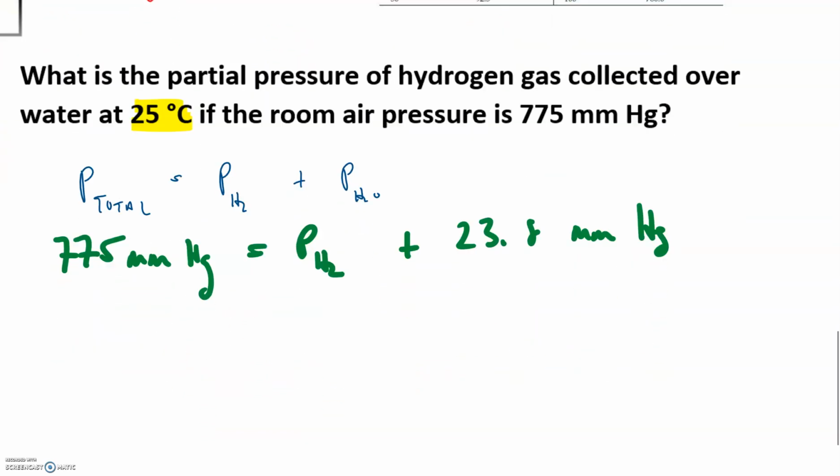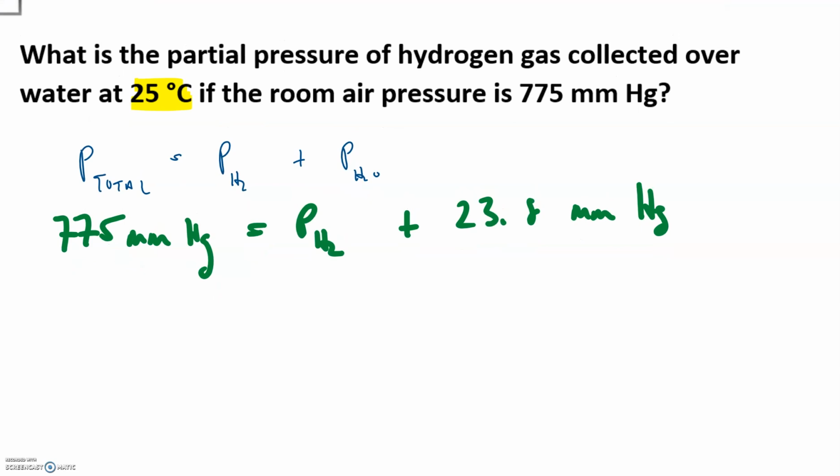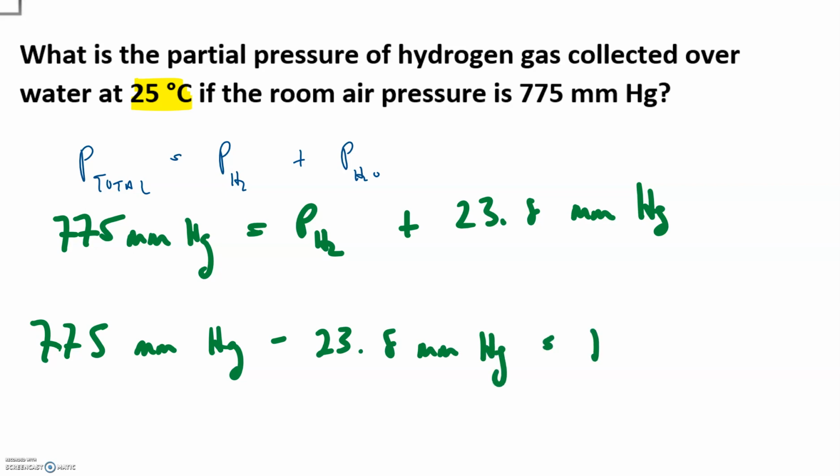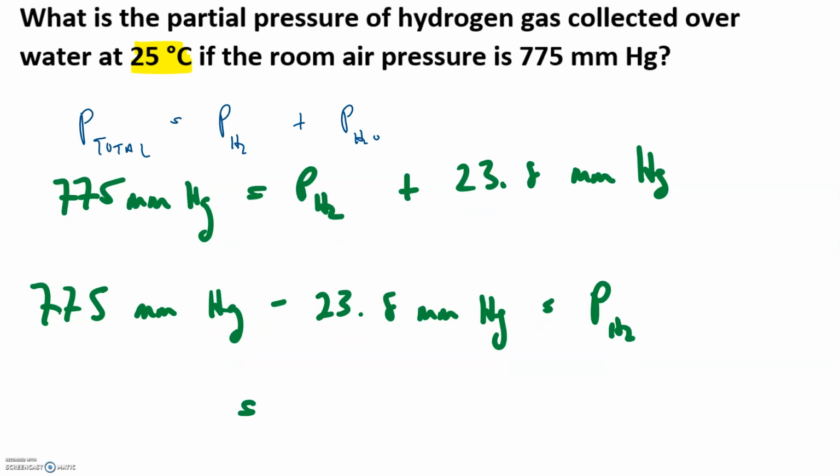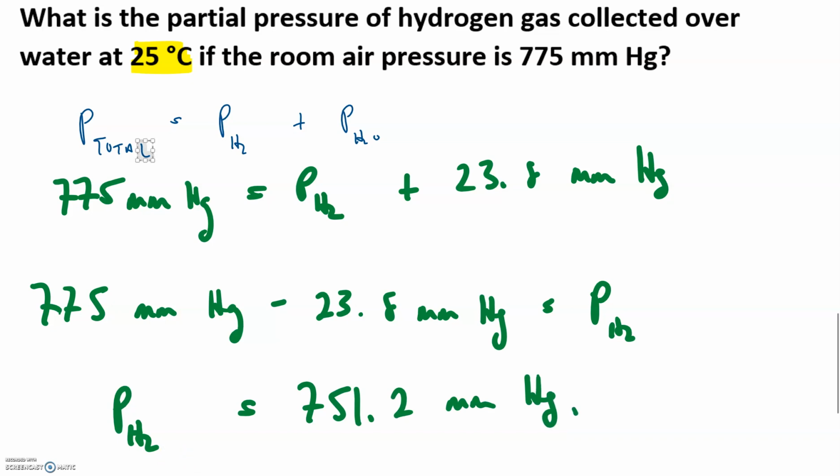All we want to do is solve for PH2, so that's easy enough. We're simply going to subtract 23.8 from both sides. So 775 millimeters of mercury minus 23.8 is our partial pressure of hydrogen gas. So just bust out your calculator. Some of you are good at math in your head. I am not. 775 minus 23.8. This gives us a partial pressure of our hydrogen gas of 751.2 millimeters of mercury. And that's all that you do. So take it for a spin, and I'll see you on the next one.